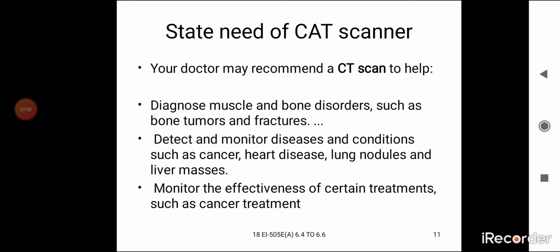Once again, the need of CAT scanner: to diagnose muscle and bone disorders such as bone tumors and fractures. To detect and monitor diseases and conditions such as cancer, heart disease, lung nodules, and liver masses. To monitor the effectiveness of certain treatments such as cancer treatment.